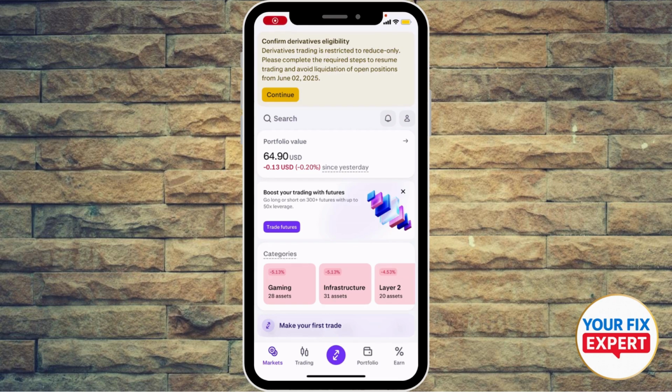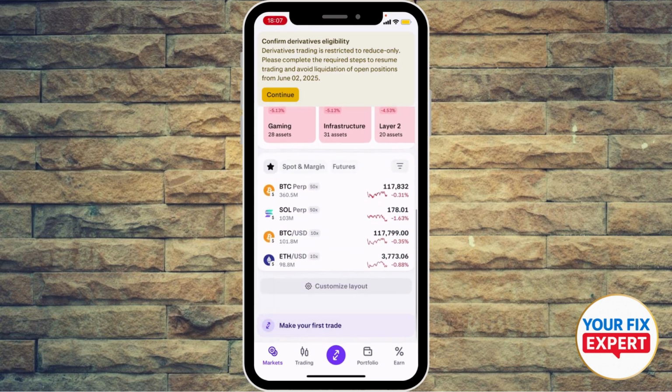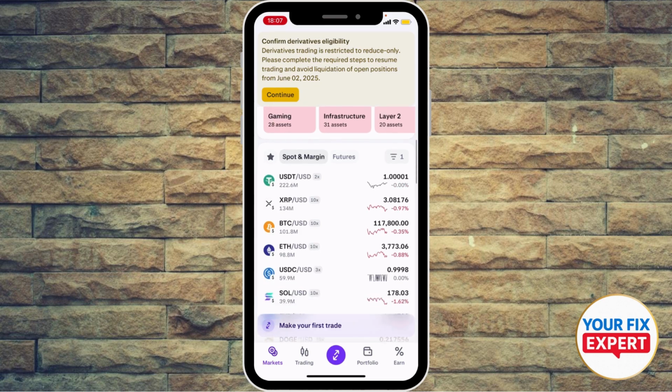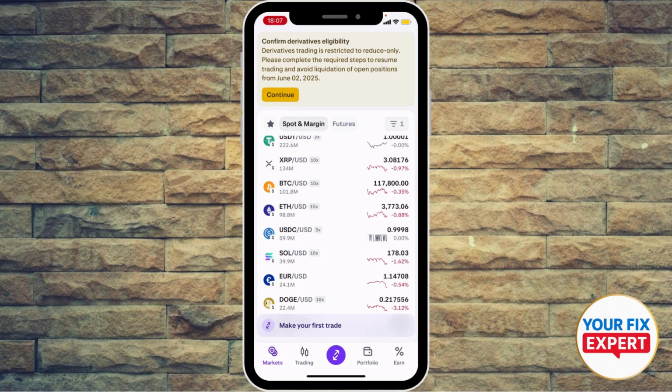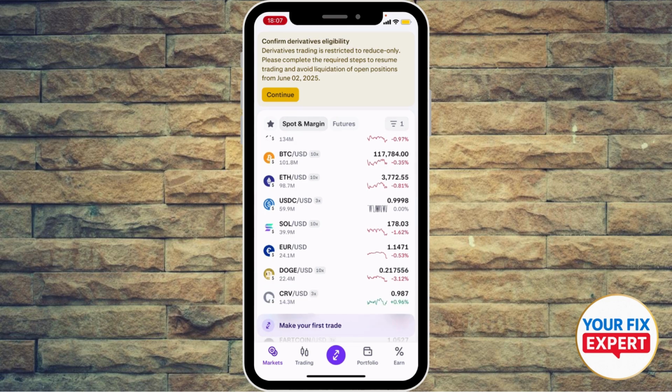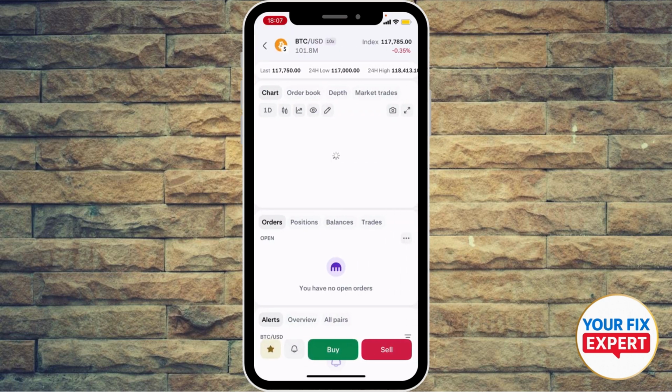Hey guys, what's happening? How to trade crypto on Kraken Pro. So first of all, you need to select your favorite crypto trading pair, right? And you can press spot and margin and select your favorite trading pair. Now, let's say for example, I'm trading BTC USD, right?